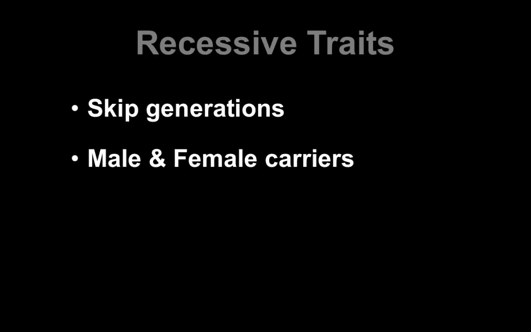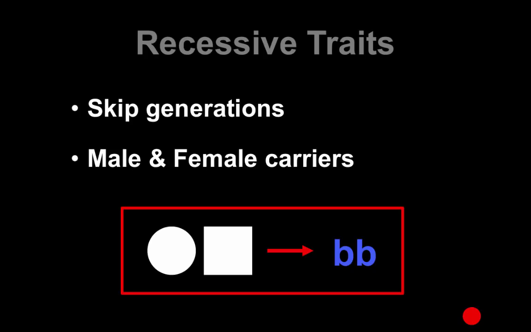Now, recessive traits get a little bit more complicated. They're going to skip generations. You're going to be able to have male and female carriers. And to be colored in, meaning that you have the trait, the only way to do that is to be homozygous recessive.